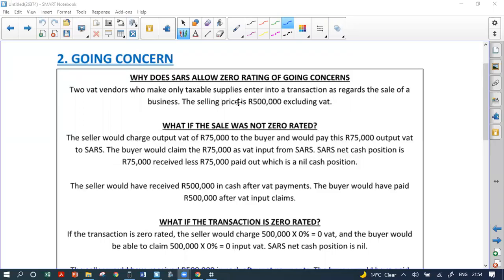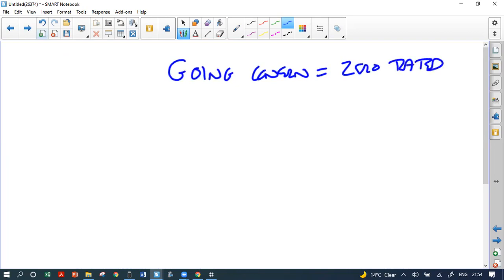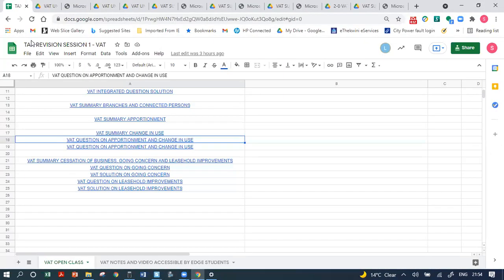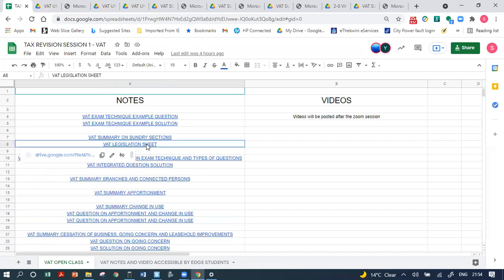Okay, so what happens with going concern is as follows, guys. I want to just explain how going concern works to you. So first thing that you know is going concern is zero rated. Okay. How do we need to remember whether something can be zero rated or not? On the tag sheet inside the SAICA legislation handbook, guys, on the tag sheet that I've given to you, I've asked you to tag the section.